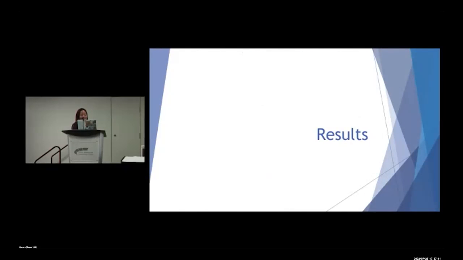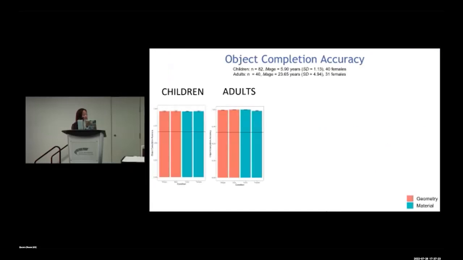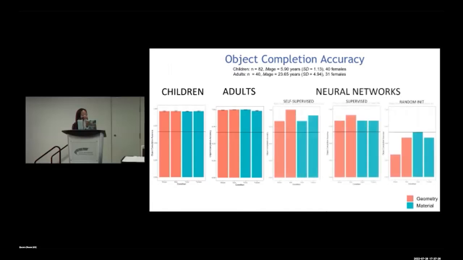So here are the results. Again, we compute object completion accuracy, which is just out of all the trials we tested, how many did participants not choose the distractor option. And what we see here is that adults and children are significantly preferring and choosing the possible options as opposed to the impossible options. So they're doing really well. And for neural networks, for the self-supervised and supervised neural networks, they're also completing objects well, but for the randomly initiated neural network that's not trained on any sort of data, it seems not to be doing as well.